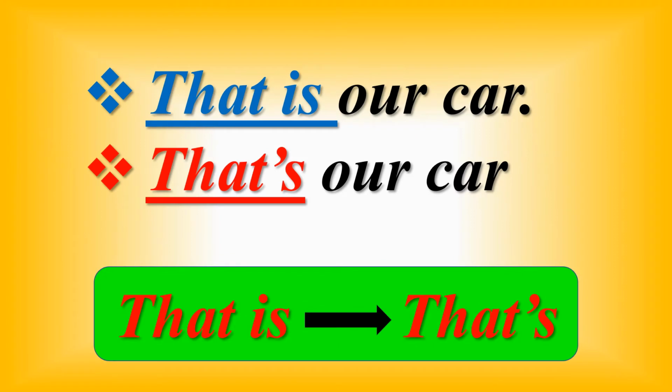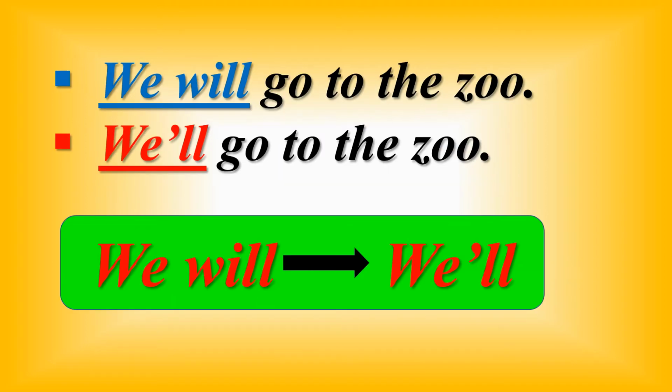Third example, that is our car. The same example we have written with a contraction, that's our car. Instead of writing the full form, that is, we have written a short form by using a contraction. After that, we put apostrophe s. Next example, we will go to the zoo. The same sentence written using the contraction is, we'll go to the zoo. Instead of writing the full form we will, we have written a short form by using an apostrophe: we apostrophe double l, will.